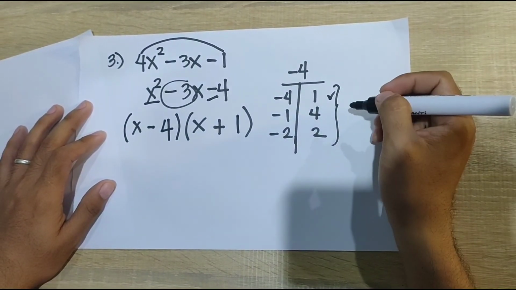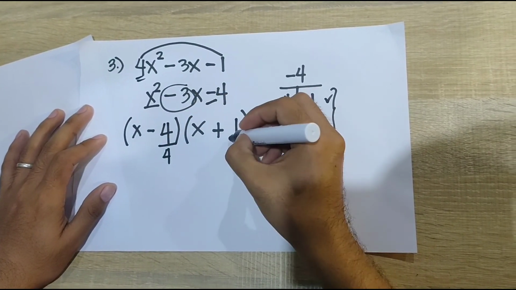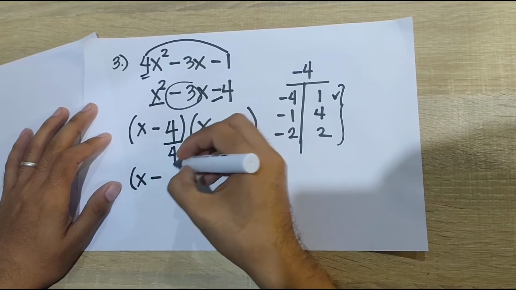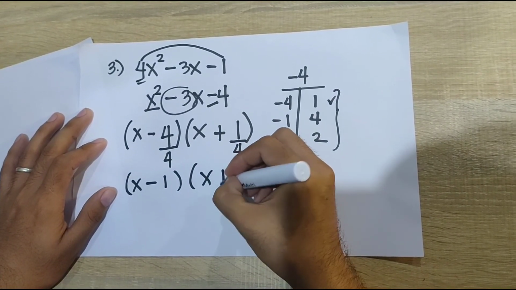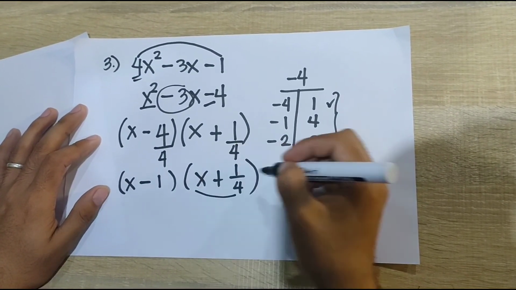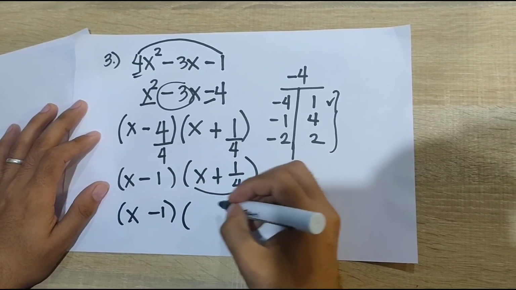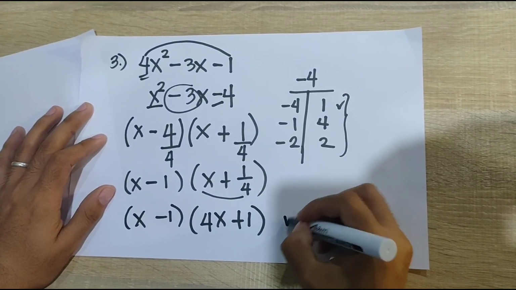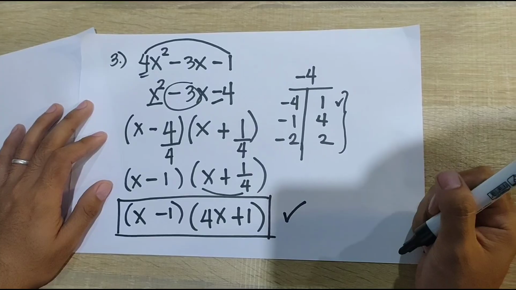Now, let's get the number in our first term, which is 4. And then we divide. And then we rewrite x minus 1, and then x plus 1/4. And then we multiply again. So, what we get is x minus 1 times 4x plus 1. And that will be our final answer.